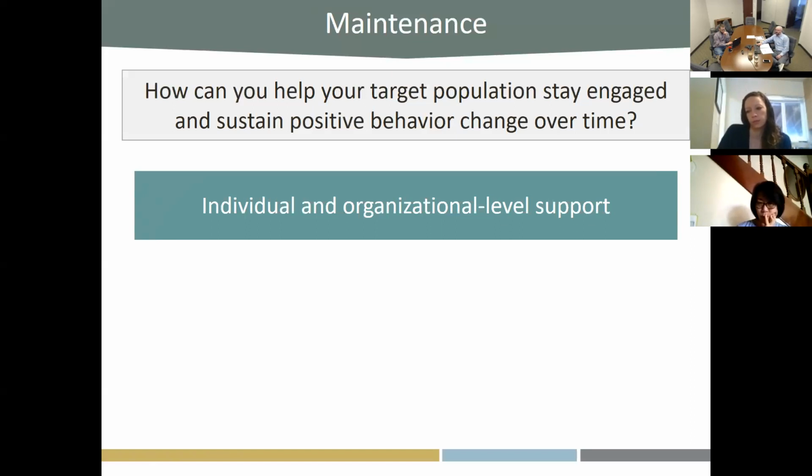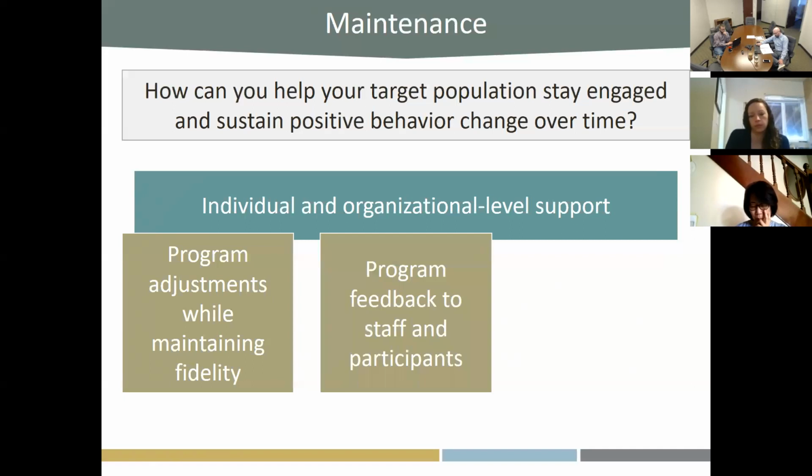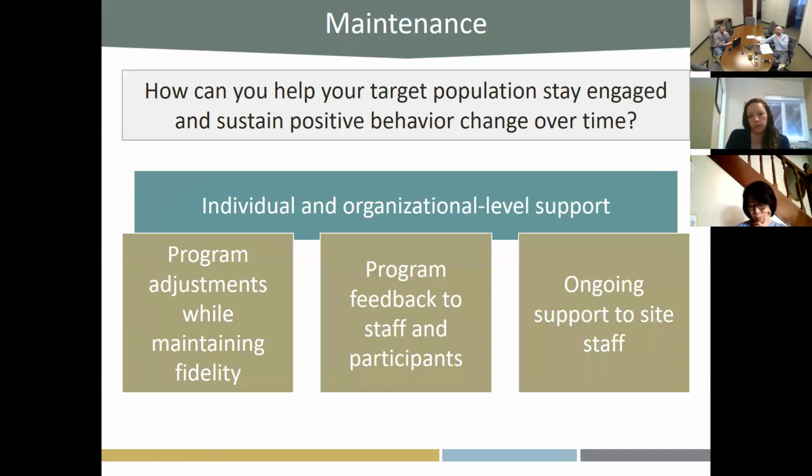Then the case study offered some ways to support both individuals and sites with maintaining your intended outcome. For them, it was supporting individuals by allowing modifications to the aerobic component. So based on ethnic group, one group might choose dancing and another might choose walking. So, while maintaining fidelity, allowing for some adaptation to be made. Providing feedback about improvements in their muscle strength and balance, based on their performance measures, provided by instructors as a means of promoting maintenance. And then ongoing support to site staff.